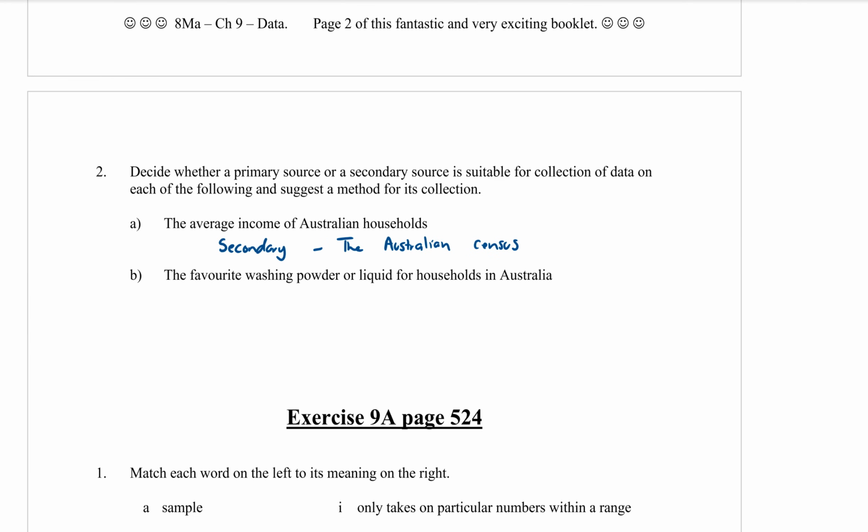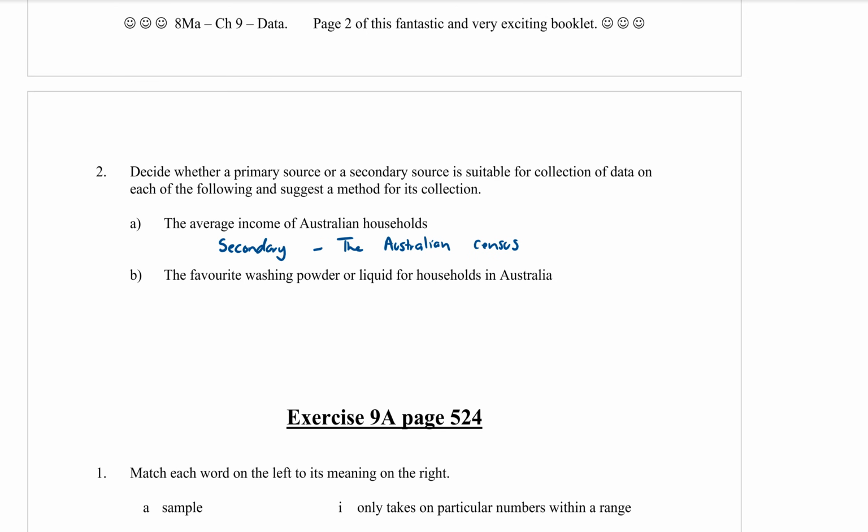Part B. The favourite washing powder or liquid for households in Australia. Okay, could I do that as a primary source? Someone other than Cash, because he wants to give me all the answers. Yes, Layla. You could. What would I do if I was going to do it as a primary source? You have to go to all of the houses in Australia and ask, what's your favourite washing powder? It doesn't have to be all of them. We could do it as a sample, but yeah, you're right.